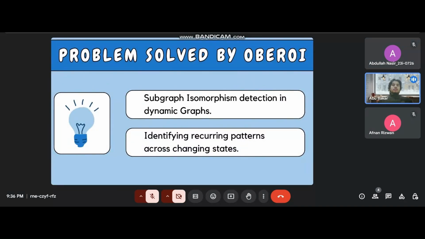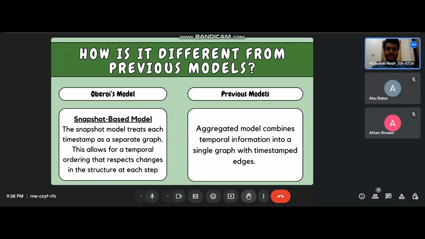The algorithm presented by Oberoi was about the detection of subgraph isomorphism in dynamic graphs. Basically, it means identifying recurring patterns across changing states. It was about detecting isomorphic subgraphs in real time. There have been many models before Oberoi's, but how was Oberoi's model different?